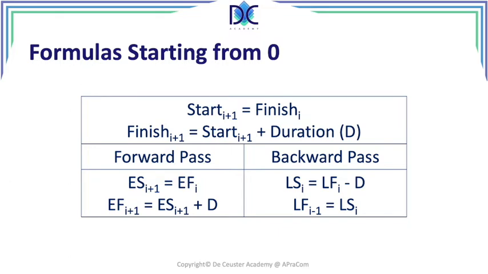For the backward pass, we apply different formulas. So we have the late start of the activity is equal to the late finish minus the duration, and the late finish of the predecessor is equal to the late start of the successor. So we have those formulas when we have to do the calculation starting from 0. Let's now have a look when we start from 1.